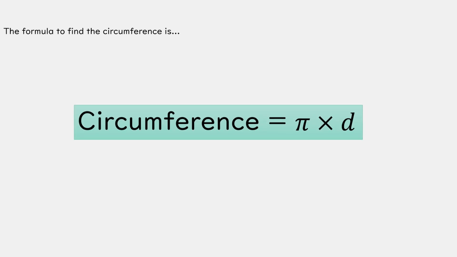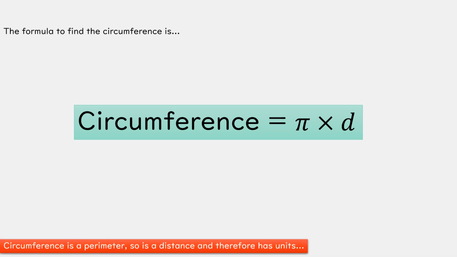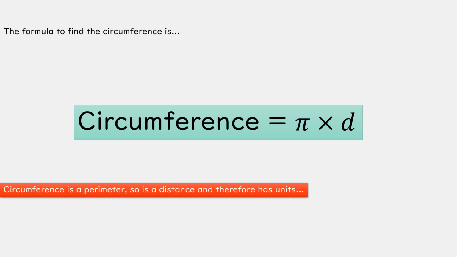Okay, so now we know what the circumference is. How do we work it out? So here's the formula. Circumference equals pi times d, d standing for the diameter. Thinking about the units, remember circumference is a perimeter, so that's a distance, and therefore the units will look something like this. Millimeters, centimeters, meters, kilometers. They're just a few examples.